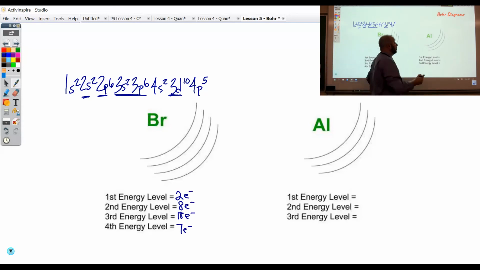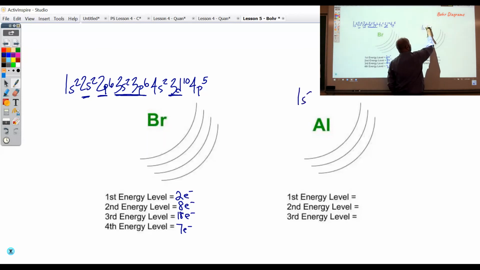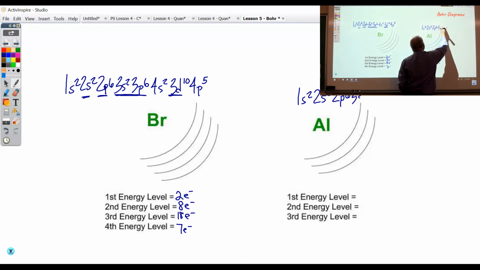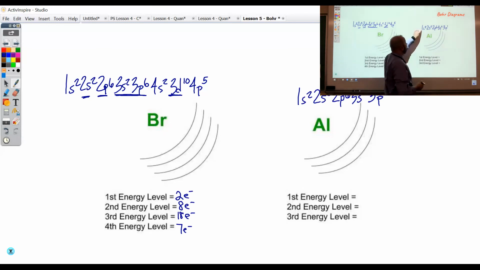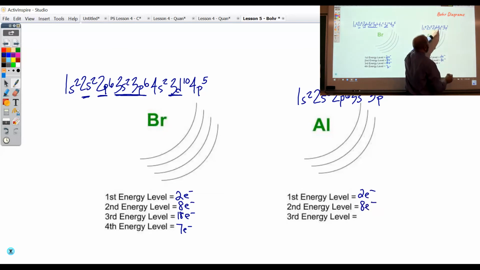Let's take a look at aluminum. So for aluminum, we have 1s2, 2s2, 2p6, 3s2, 3p1, so it's a much smaller atom. In the first energy level, we have just 2 electrons. In the second energy level, we have a total of 8 electrons. And then in the third energy level, everything with a 3 out in front, we have a total of 3 electrons.